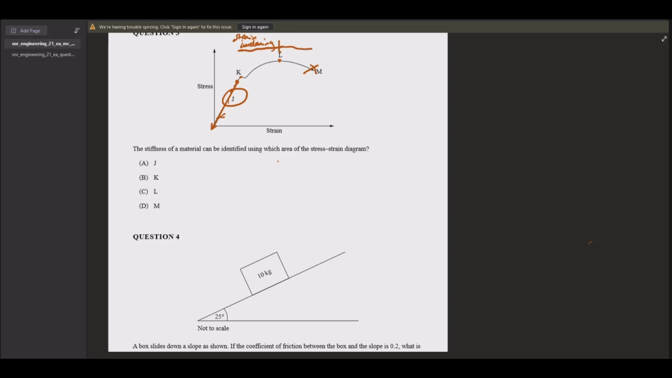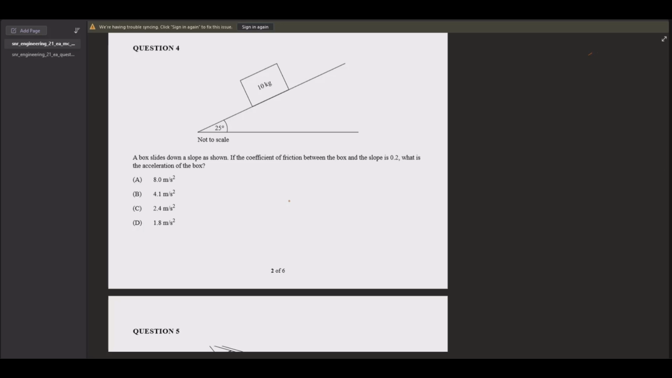The area after that, before it fractures, is the necking zone. And that's the plastic region. Oops, sorry, that's elastic. My bad. And that's the plastic region. Area under the curve is toughness. And the amount of strain you can undergo without fracturing is the ductility. So, answer is A.